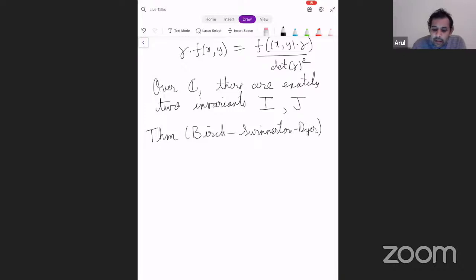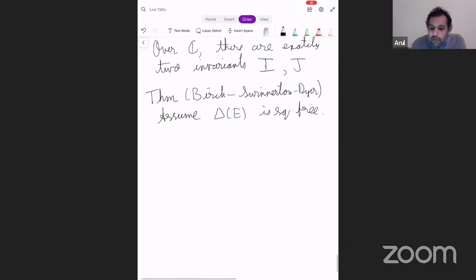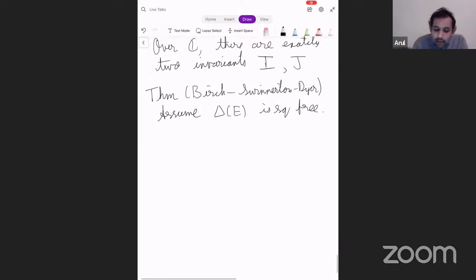And the theorem says, so I'm going to state it in a slightly weaker form. So assume that the discriminant of E is square free, which is not too much of a restriction, but just to make the statement simpler, I'll assume the discriminant of E is square free. Then it turns out that the two-Selmer group of E is in bijection with integer binary quartic forms, which have invariants.